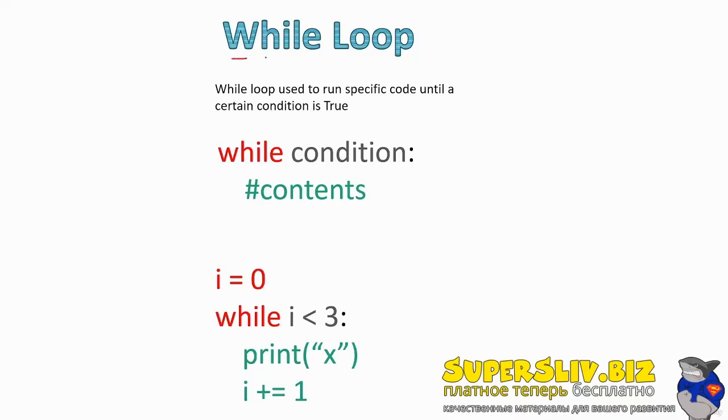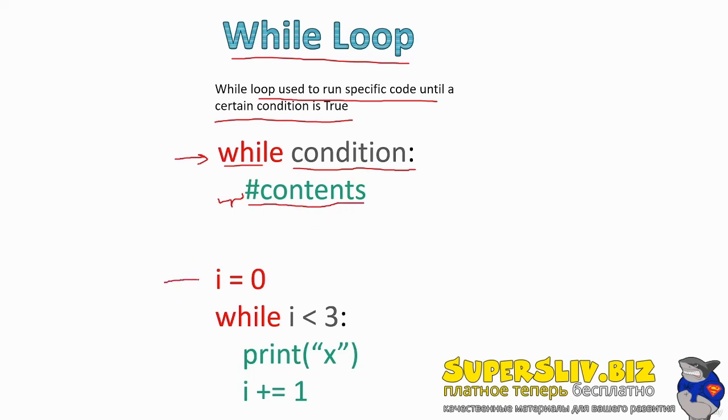Now let us talk about while loops. We use while loops to run a specific code until a certain condition is true. Here is the syntax of while loop. We use while keyword, then the condition and colon, then we keep a space of one tab, then we write the codes we want to run. Now let us take a look at example.